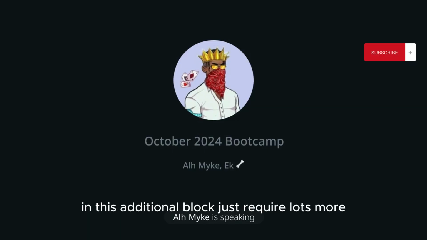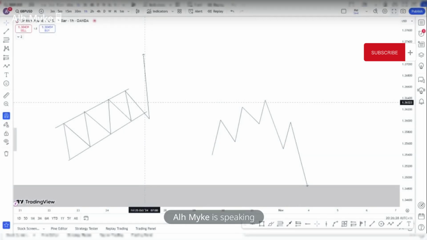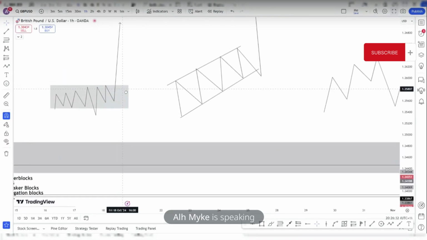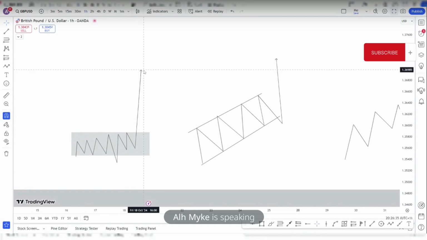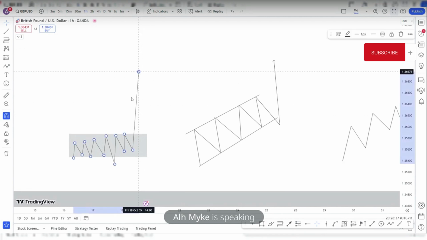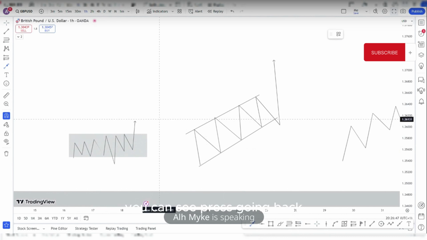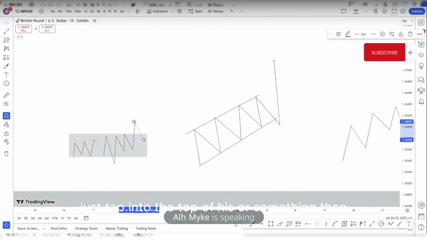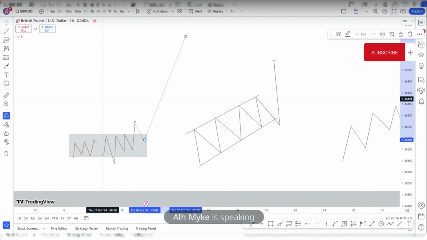Okay. So mitigation block, I don't really think there's any difference. Mitigation blocks occur a lot more in AMD setups. So after this happened, this was an AMD, right? After this break, instead of price just rallying upwards, you're going to see price coming back like this, to tap in, just tap off the top of it, then continue upward. So a mitigation block looks more like this, while a breaker block looks more like this.